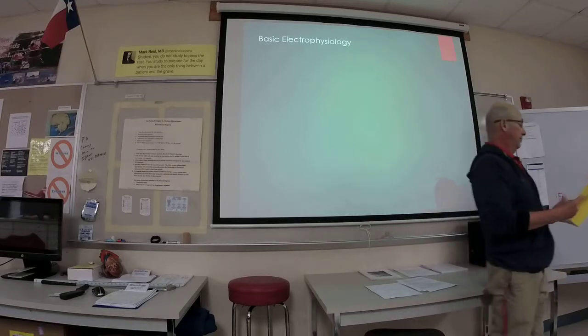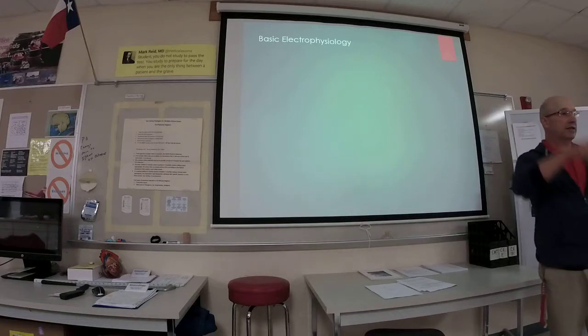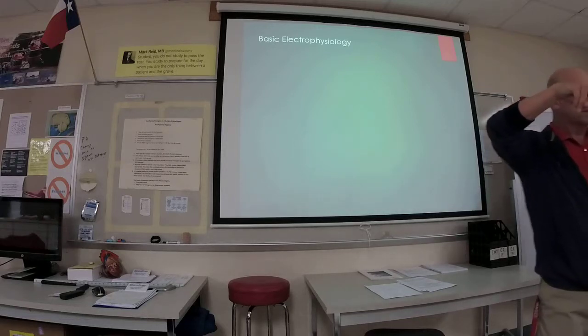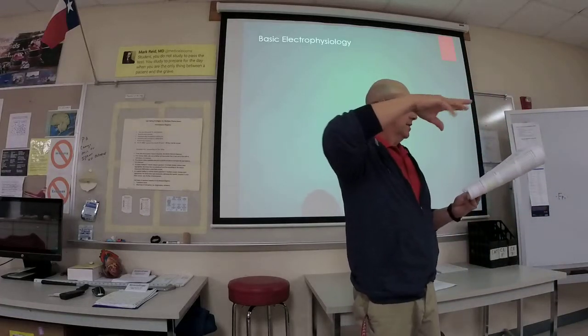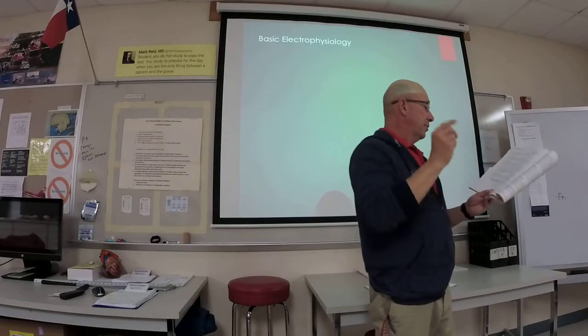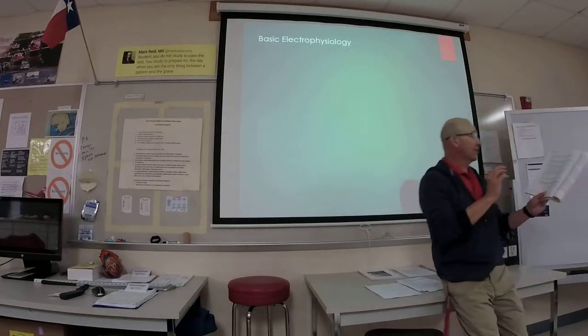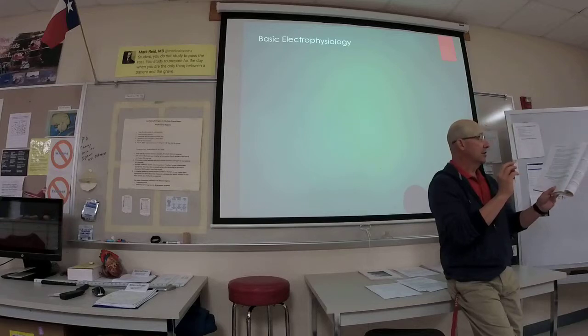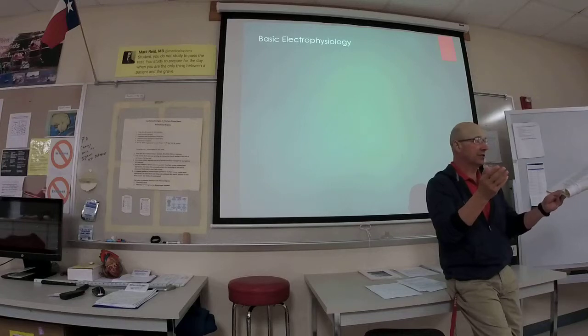Okay, so the bundle of His is a specialized collection of cells that transmit. They divide into the two bundle branches. We'll talk about that later when we talk about bundle branch blocks. And then it goes through there. The Purkinje fibers have a wide diameter, I don't know how wide, but they're conduction pathways. They're the terminal pathways into the ventricles.